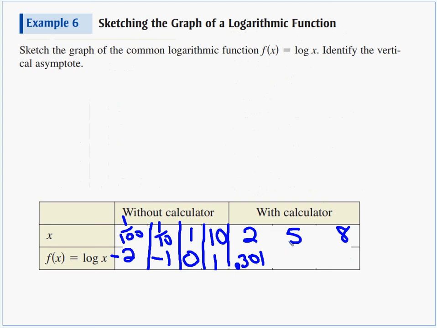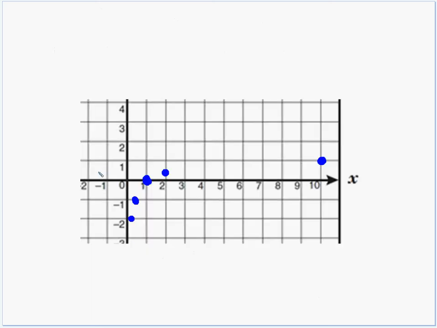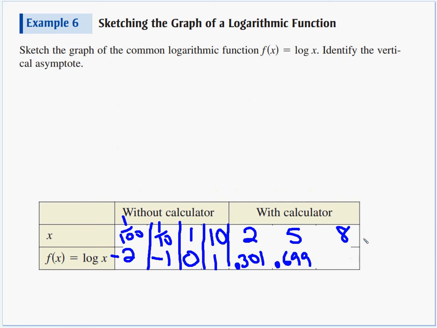5. Hit the log key, you get 0.699, about 0.7. So let's go over to 5 and go more than halfway up to 1, 0.7, maybe about right there. And the last one, let's do 8. Hit the log key, you get about 0.903, or 0.9.